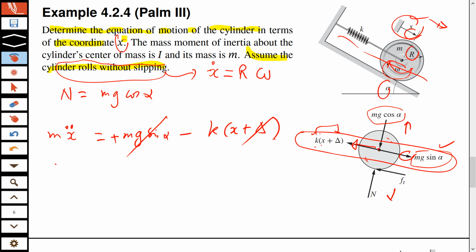But one more thing, sorry, there is one more thing. This friction force is also unbalanced. Okay, so you have to write down minus ft as well. T is the tangential force at this point of contact. So our final equation of motion will be mx double dot equals minus kx minus ft. Okay.